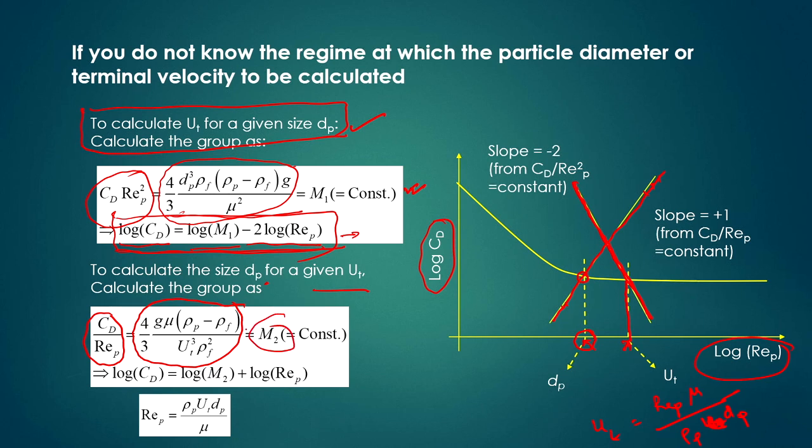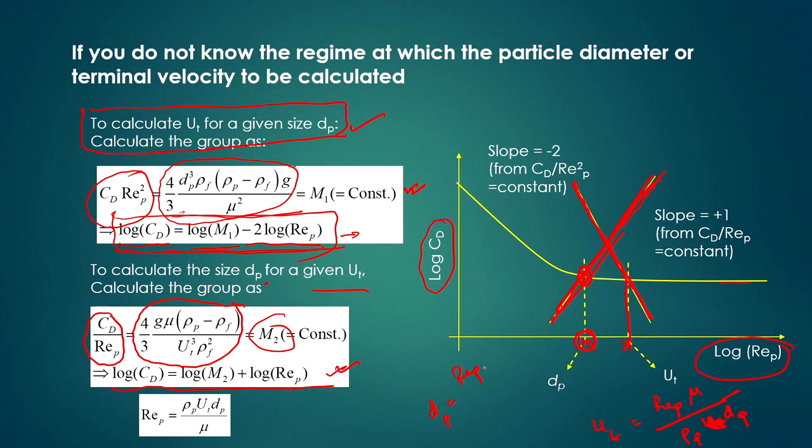Now from this you can take the logarithm on both sides and you will get this equation here, and this equation is also a straight line with a positive slope of 1. So this line will come with a positive slope of plus 1, and wherever this straight line intersects the given log CD versus log REP data, from that intersection point the corresponding value of dp can be calculated from the log REP value.